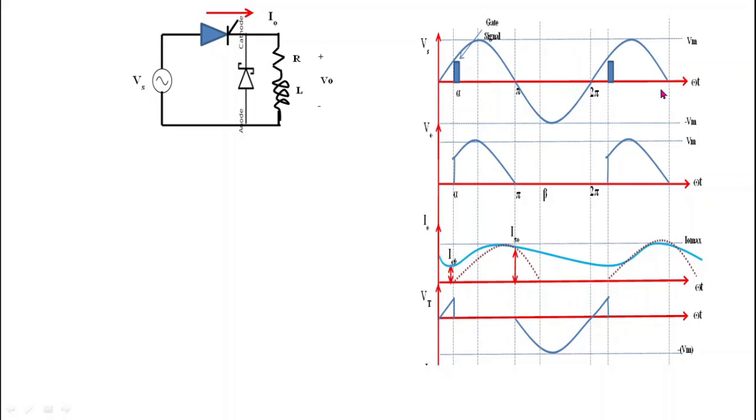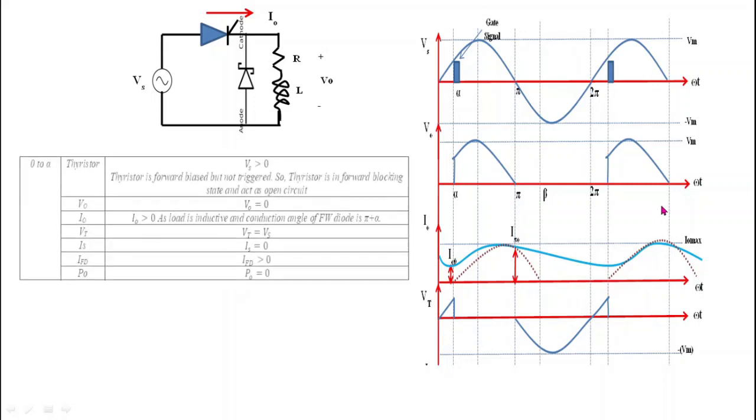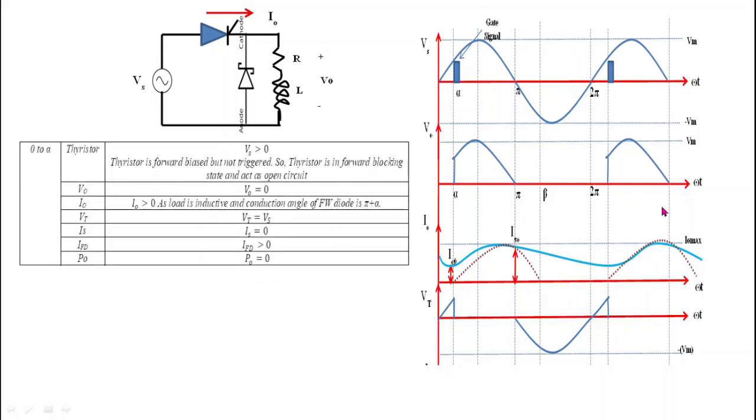Okay, so we will study discontinuous conduction mode in three angular slots. First we will study the operation from 0 to alpha, then from alpha to pi, and then from pi to 2 pi plus alpha. So first we will see the operation from 0 to alpha. From 0 to alpha, the positive cycle of this sinusoidal waveform is applied to this thyristor.